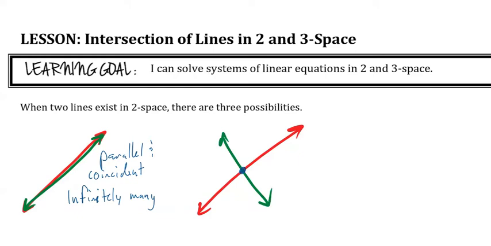So they cross at a point. How many solutions? One. I probably should have finished that phrase before. Infinitely many solutions.